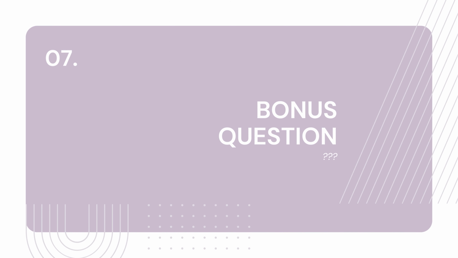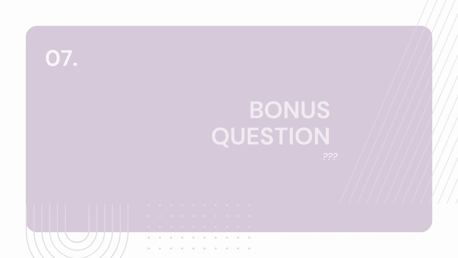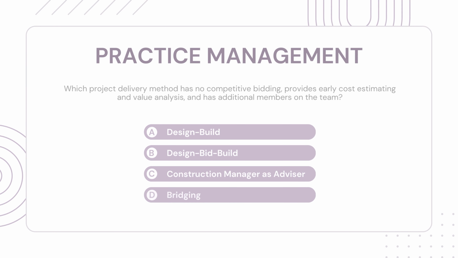Now on to our bonus question. Which project delivery method has no competitive bidding, provides early cost estimating and value analysis, and has additional members on the team? Design build, design bid build, construction manager as advisor, bridging. Pause to answer. And the answer is construction manager as advisor.